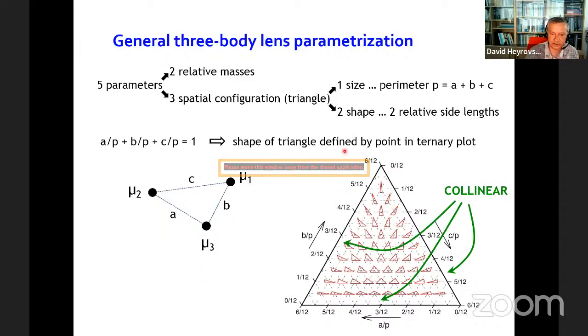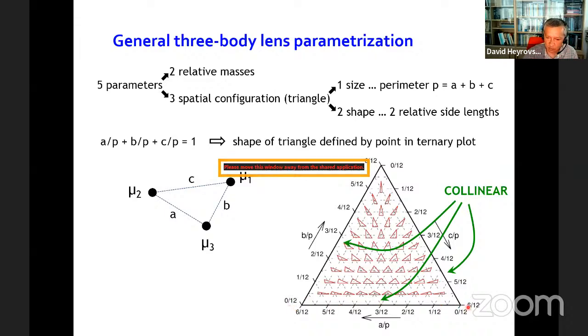If you still look at this ternary plot, if you go to the sides of the ternary plot, here you have collinear combinations. Let's say this side corresponds to side B being equal to 1/2 of the perimeter. That means this thing is maximum and this body is somewhere in between 1 and 3. And the same goes for the other 2 sides. So these here, here, and here are collinear combinations.